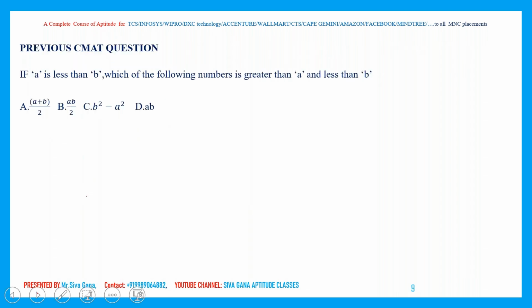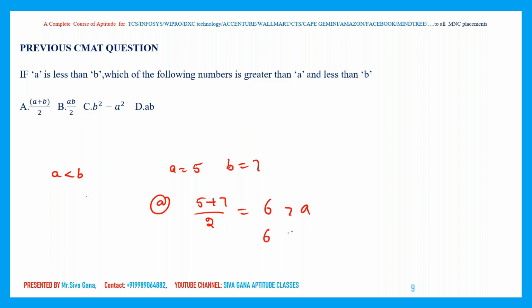Now, a previously asked CMAT question: if a is less than b, which of the following numbers is greater than a and less than b? Very simple question. Since a is less than b, let us take any two numbers, a equal to 5 and b equal to 7. The first option is (a plus b) by 2. 5 plus 7 is 12, 12 by 2 is 6. This result is definitely greater than a and definitely less than b. Both conditions are satisfied. The answer is (a plus b) by 2, obviously.